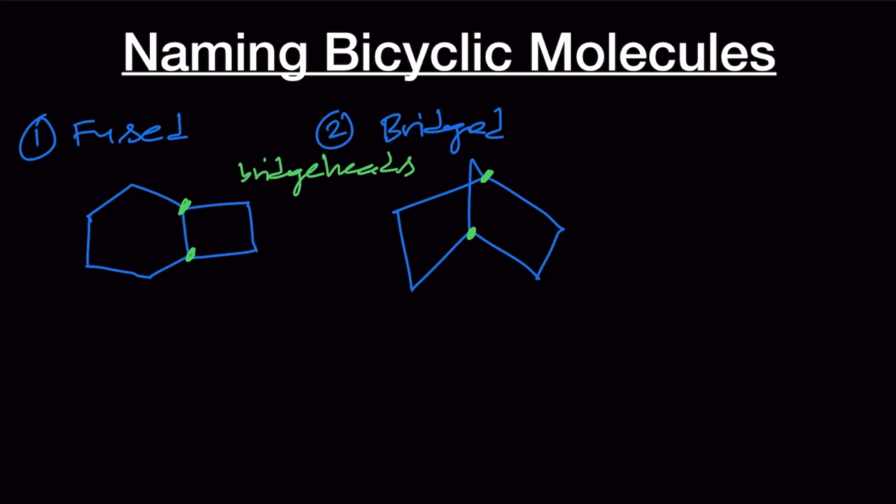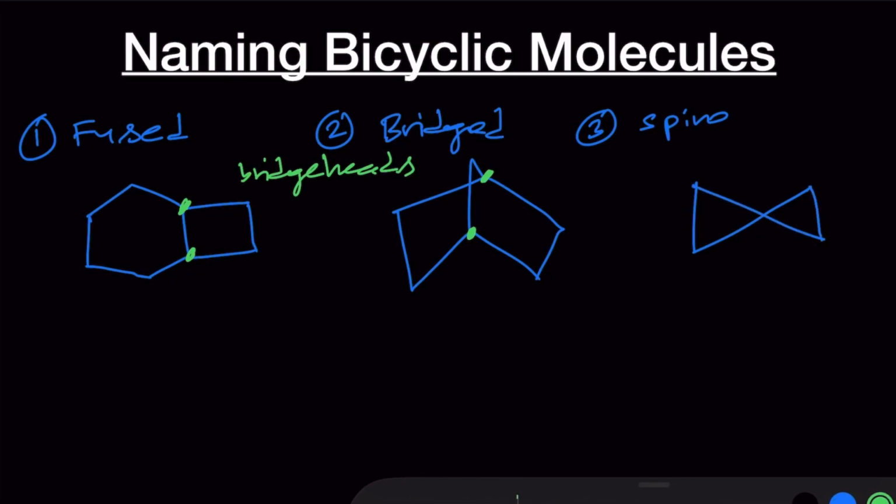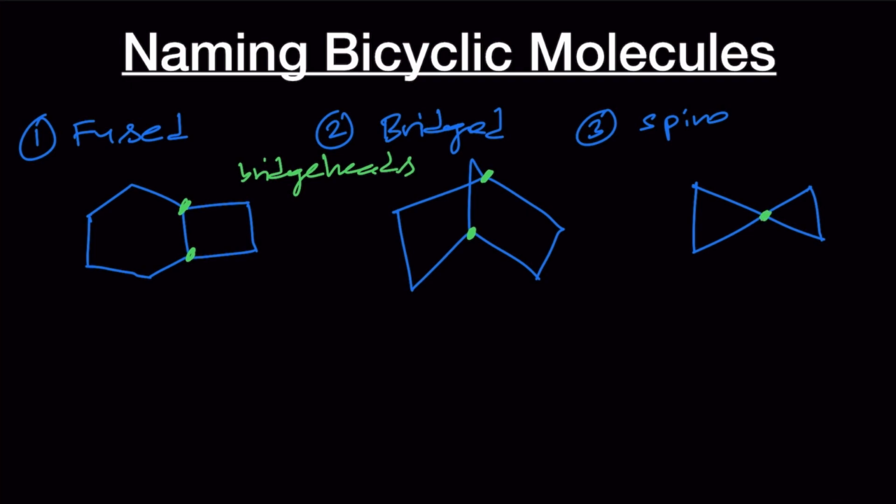There is another type of bicyclic molecule called spiro compounds. Here we will have only one common atom between two rings. But the IUPAC nomenclature of spiro compounds is slightly different from the IUPAC nomenclature of fused and bridged cases, and therefore we will discuss spiro compounds in a separate video. Let me remove this for the time being.